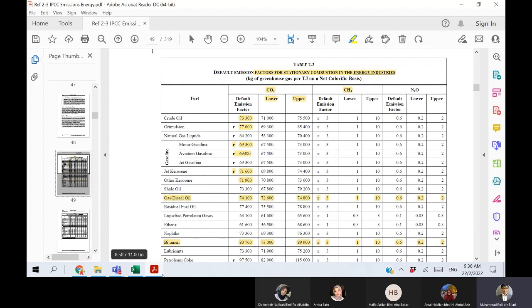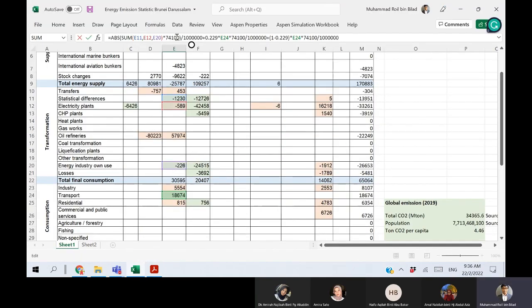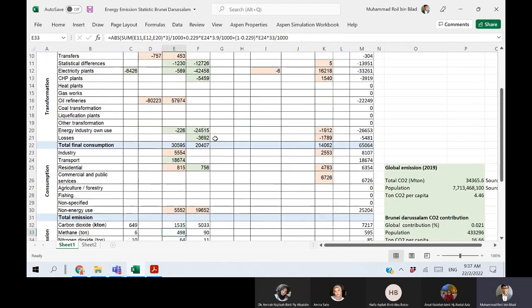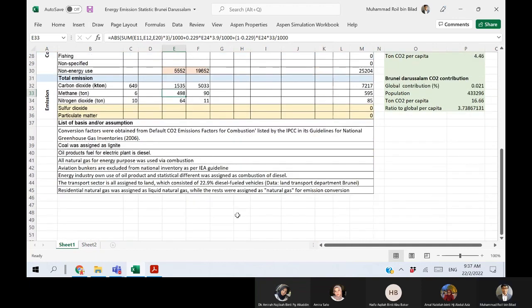Let me check if I do it correctly. If you look here, it's 74,100 for this one and this one. Okay, that's diesel. And then next is E24, which is the transport sector. For transport, it can mostly be two options, either gasoline or petroleum diesel. And then I look into statistic data of the transportation, I found this one. All assigned to land.